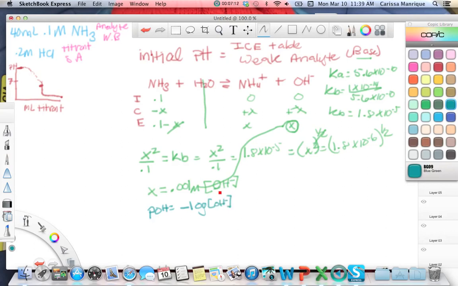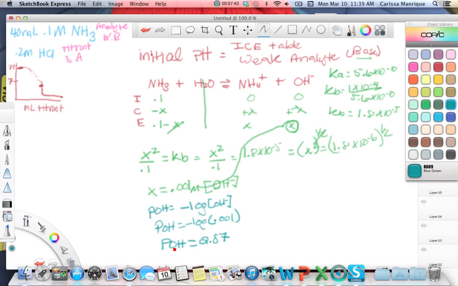Because we can't directly plug this into the pH equation, since this is OH, not H3O plus. So if we do this, we get pOH equals negative log of 0.001. And so when you plug that in, you should get pOH equals about 2.87.